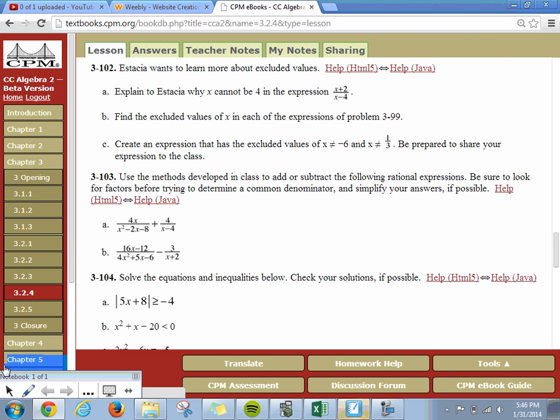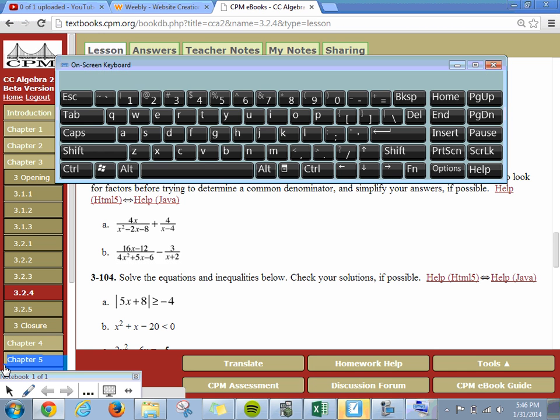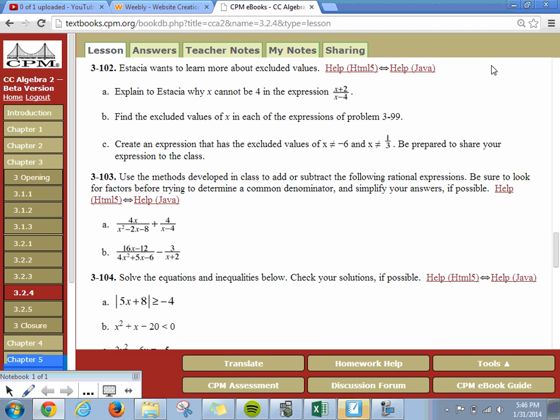It says to create an expression that has excluded values of x equal to 6 and 1/3, and be prepared to share your expressions. Don't worry so much about that. But one thing we can come up with is that if we've got an x minus 6 and we plug in negative 6, we'll get a negative 12, so that's not going to work. Instead we want to make it x plus 6. So if we plug in a negative 6, we'll get 0.